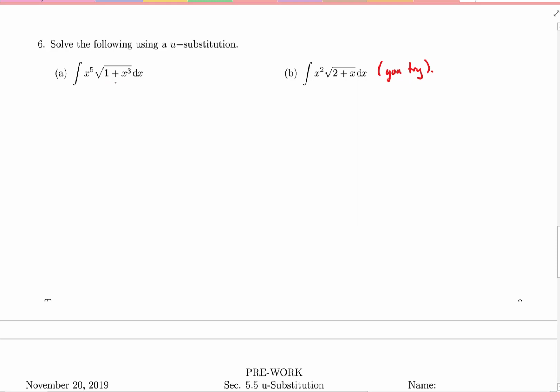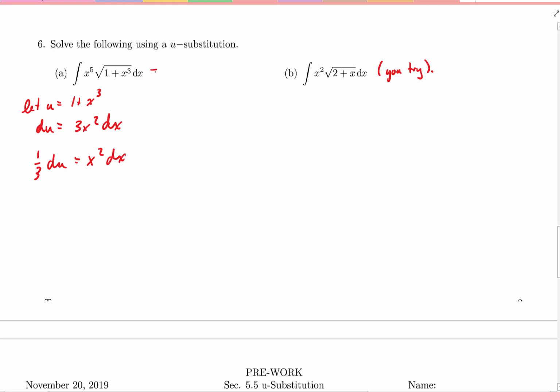I see the expression 1 plus x cubed, and that's sitting inside the square root, so I think I might have some trouble with that. Let's let u equal 1 plus x cubed. When I go to find differential u, I'll find that differential u is equal to 3x squared differential x, or 1/3 differential u is equal to x squared differential x.